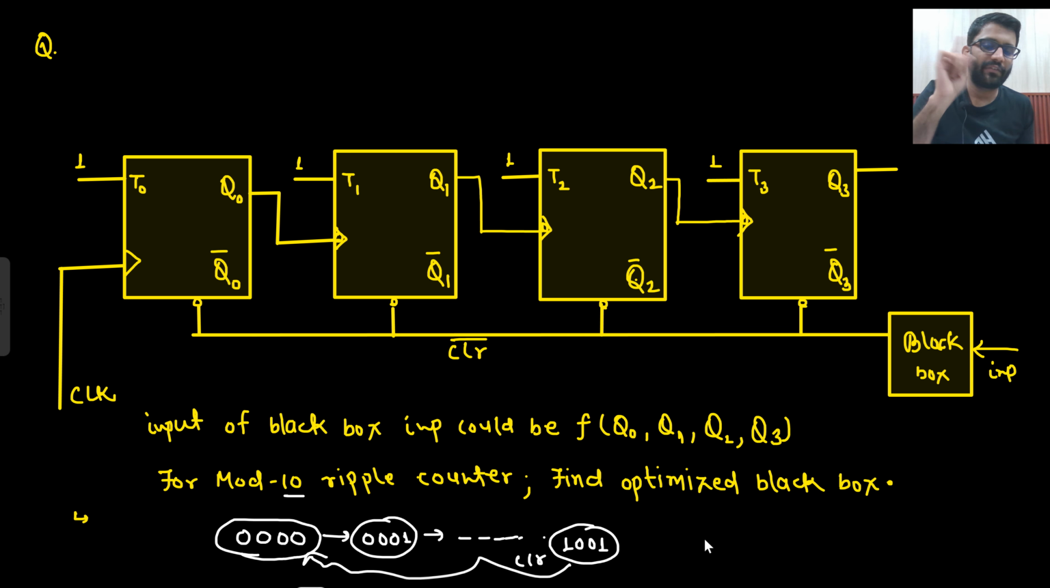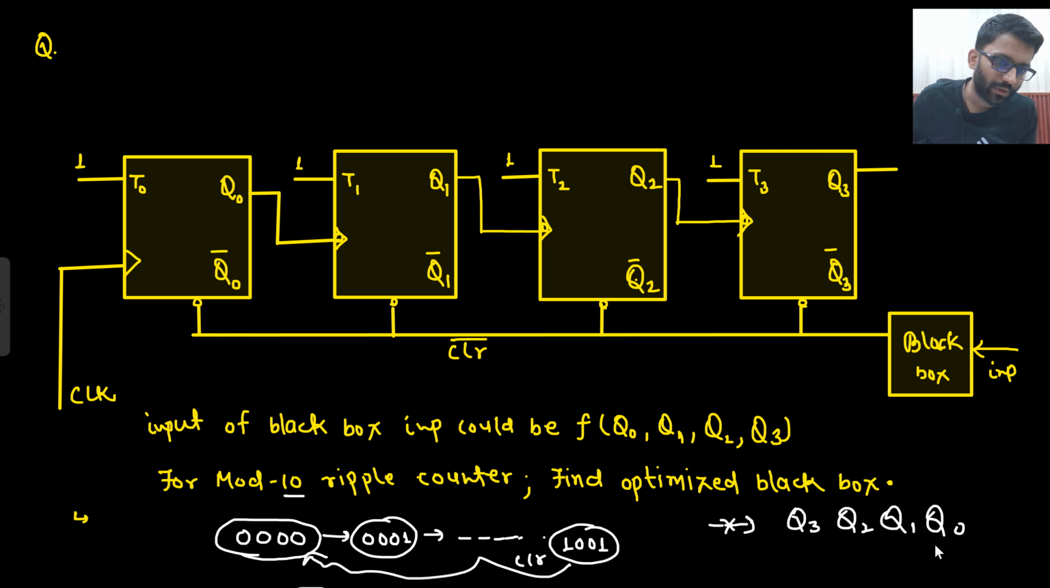Okay. So which is the first state that I don't want? That is 10 only. First state that I don't want, that is 10. So what will be 10? Q3, Q2, Q1, Q0. What will be 10? 1, 0, 1, 0. Right? So let's write it on the next page.